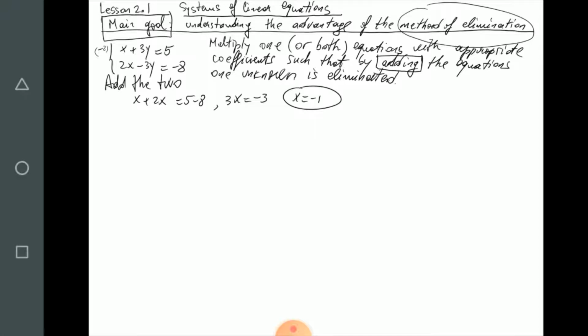Then the last step is a substitution. I mean, it's kind of like I lied to you, right? Because we said that we don't use substitution, but that's a much easier substitution because once you find one unknown, the other one is immediately solvable, right? So you plug in minus 1 for x, let's say, in the first equation.